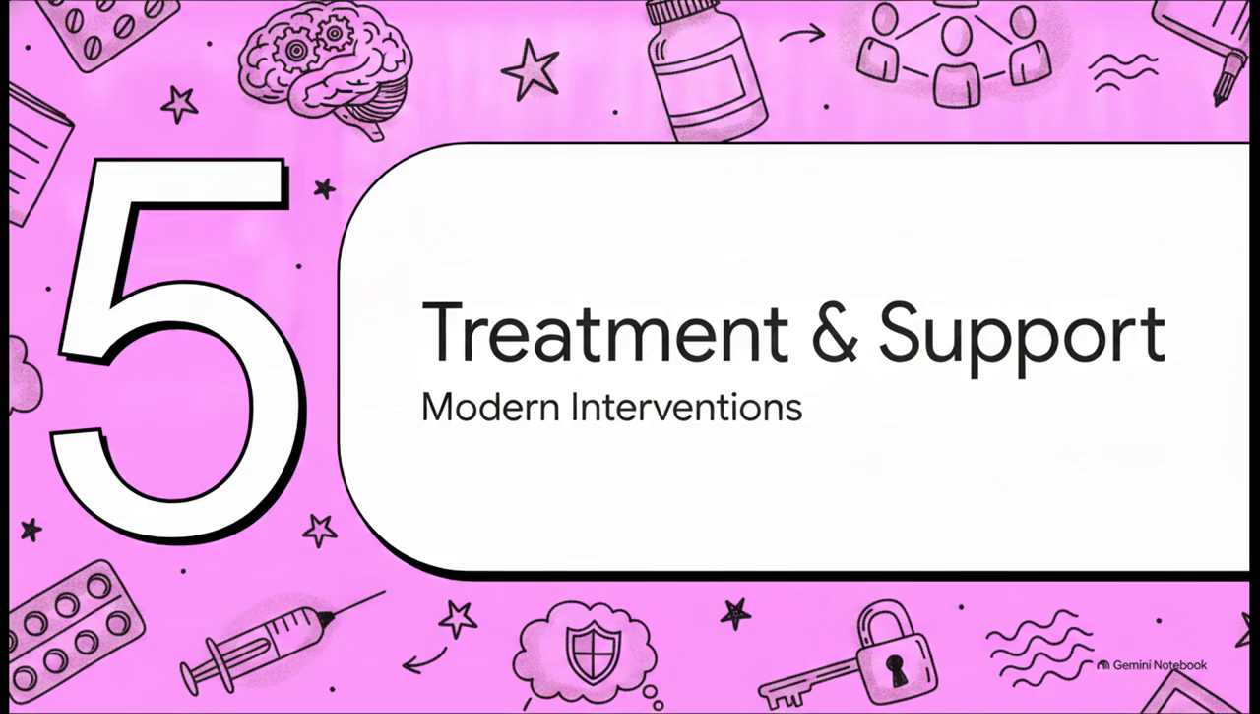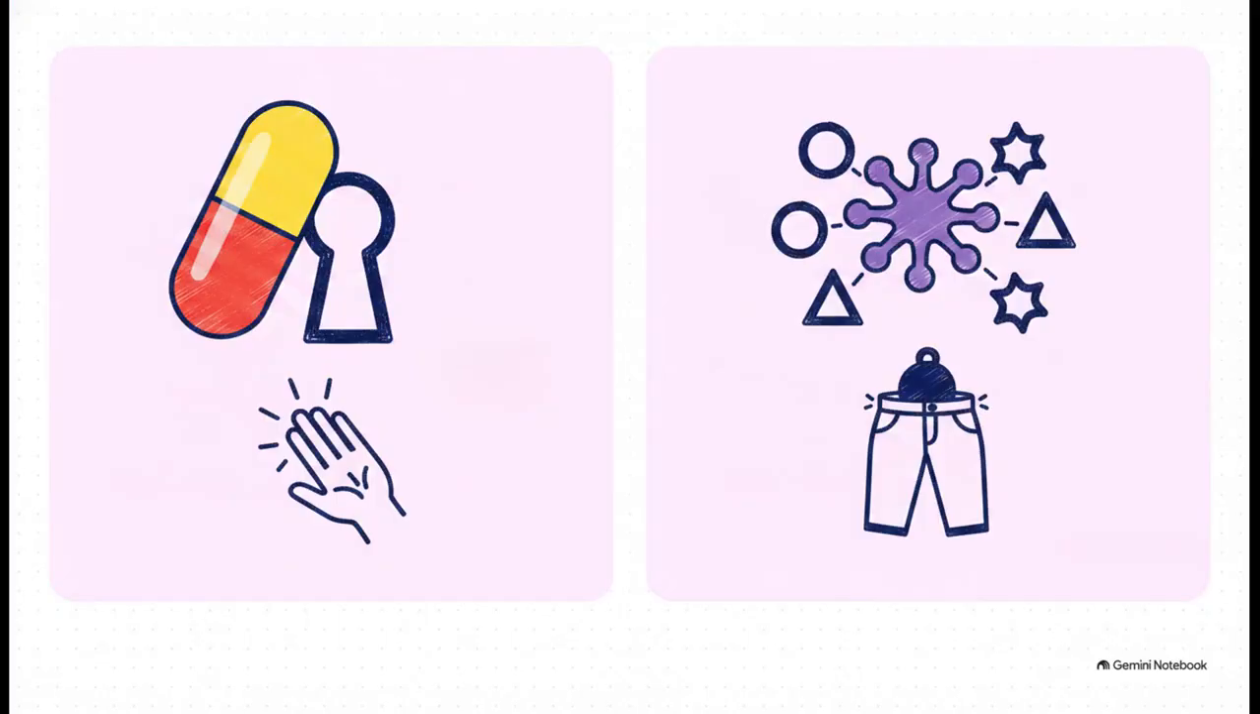Section 5. Modern treatment and support, antipsychotics and psychosocial care. So how do we treat it? Pharmacological treatment is historically divided into 2 generations. On one side, we have typical antipsychotics. These are your first-generation drugs like haloperidol. They work by bluntly blocking D2 dopamine receptors, but they come with a high risk of extrapyramidal side effects, which are severe motor and muscle control issues, including tardive dyskinesia.